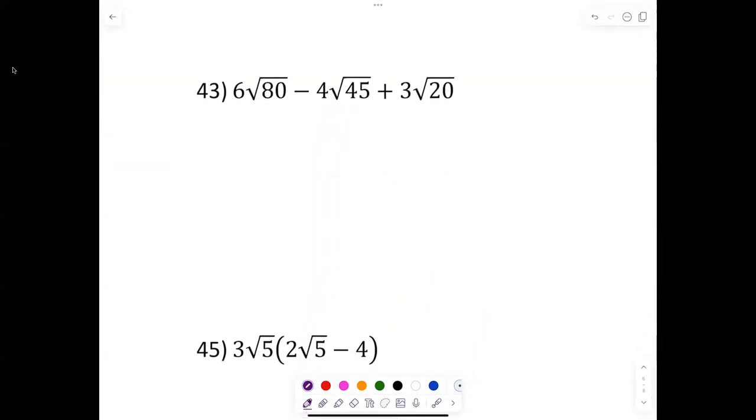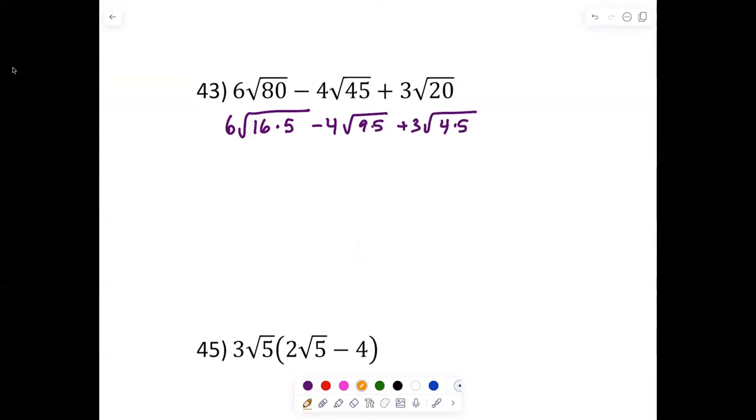80. Remember what 80 was? 4 times 20? 4 times 20 is good, but there's a better one. 8 times 10? No. 16 times 5. 80 was 16 times 5. Try to remember that. What's 45? And what is 20? 4 times 5.